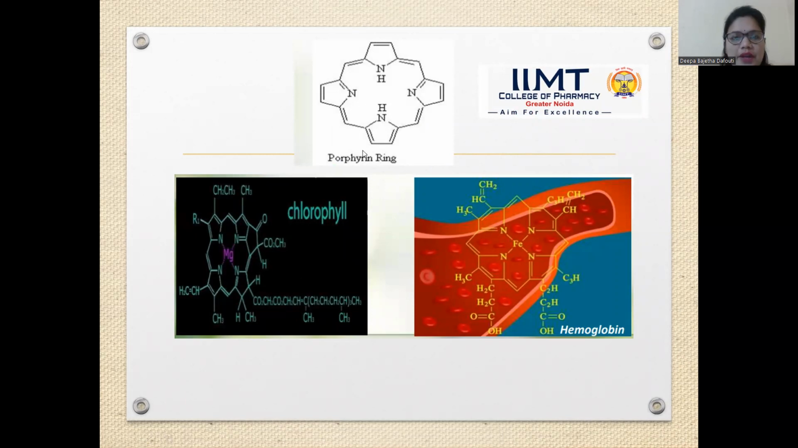This is the porphyrin ring. You can see in the structure, the porphyrin ring is where four pyrrole rings are fused together. In chlorophyll, the four pyrrole rings are fused together with Mg, and in hemoglobin, the four pyrrole rings are fused with Fe, iron.